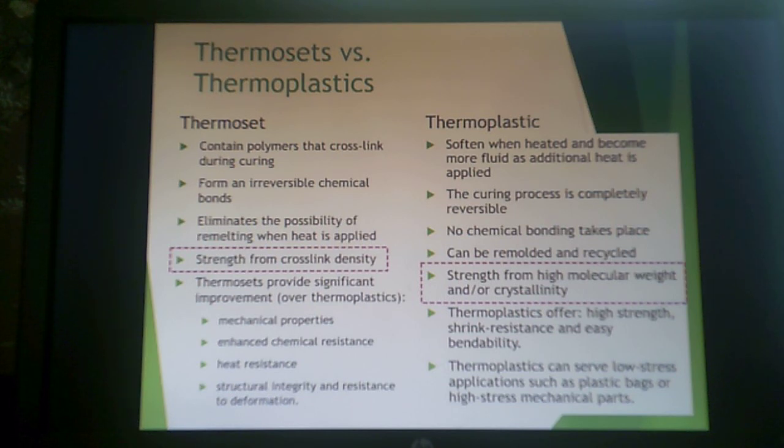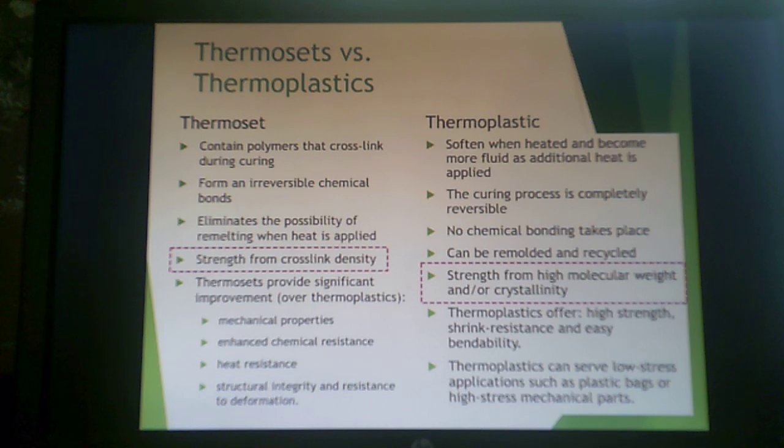And when it comes to a thermoset, they build their strength through cross-link density. They will eventually have high molecular weight, but you usually start with a low molecular weight species that then grows molecular weight by cross-linking in a three-dimensional network. That three-dimensional network prevents crystallinity from happening. So these tend to be very strong because they cross-link in multiple directions.